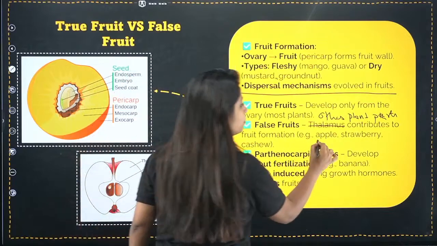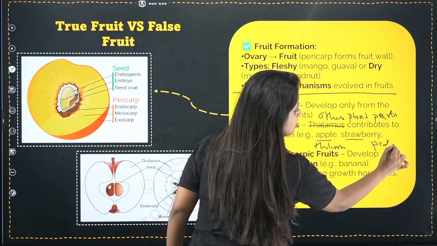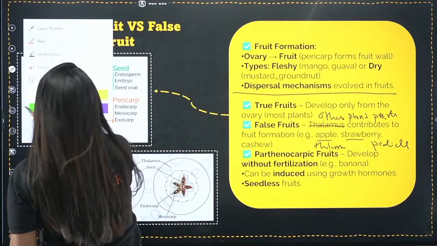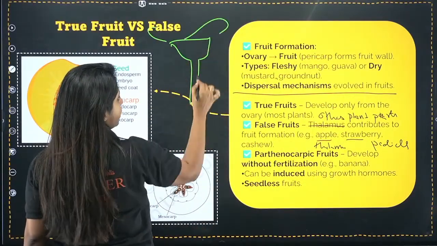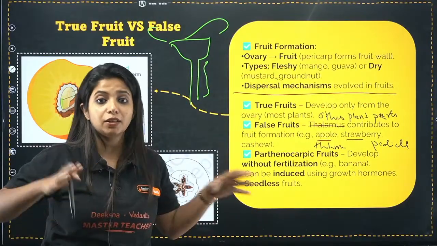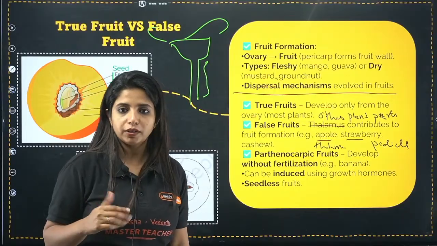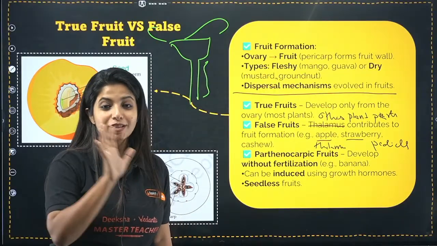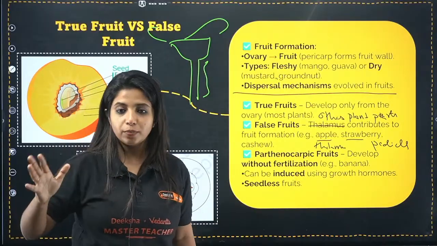In the case of apple, it is thalamus. In some cases, it is pedicel. Pedicel means, you know what? Over here, you have your stalk-like structure, then you have thalamus, then you have the flower. Pedicel also sometimes contributes. So it's not just thalamus. It can be any other plant parts apart from ovary, which help in the contribution of it. Cool? That is false and true fruits. And I hope you will remember the example: apple, cashew, strawberry.